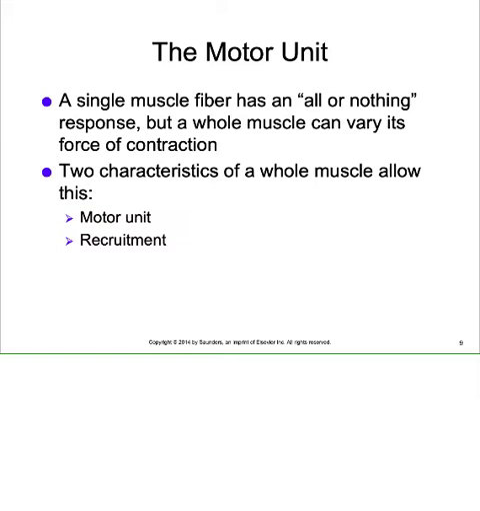Okay, and then very rarely we'll see something called fused tetanus, in which there is no period of relaxation at all in the muscle fiber, and the result of that eventually is that the muscle will be exhausted out of energy. Okay, because that's the maximum amount of energy expenditure a muscle can engage in.